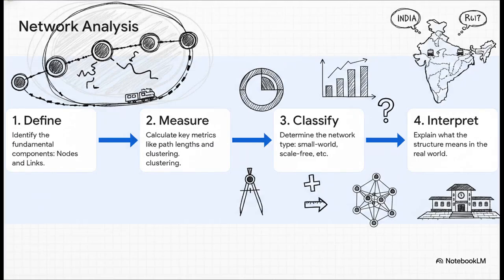So this whole study basically gives us a powerful 4-step playbook for analyzing pretty much any network. Step 1, define your nodes and links. What are you actually measuring? Step 2, calculate the key metrics like the path length and the clustering. Step 3, use those numbers to classify what kind of network it is. And finally, step 4, and this is the most important part, interpret what that actually means for the real-world system you're looking at.